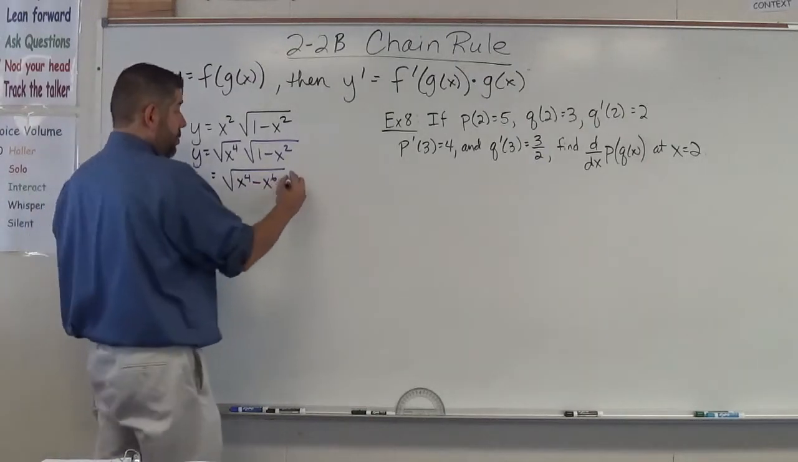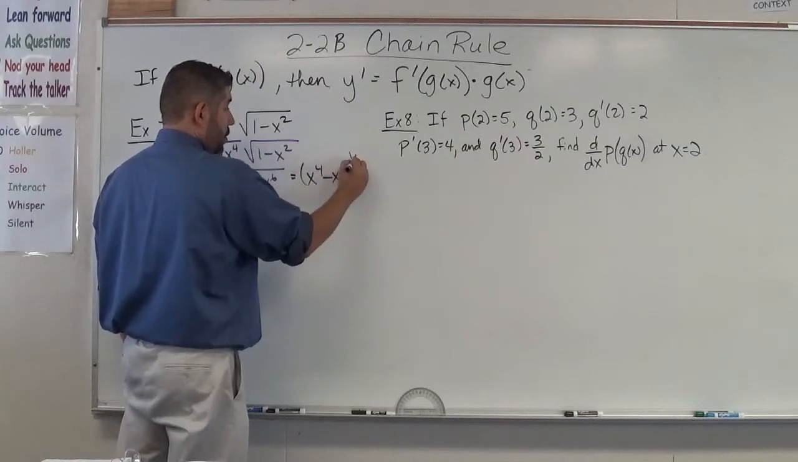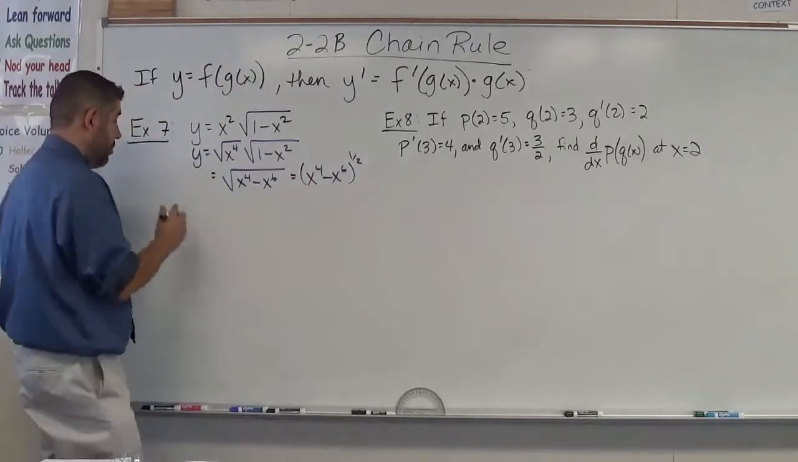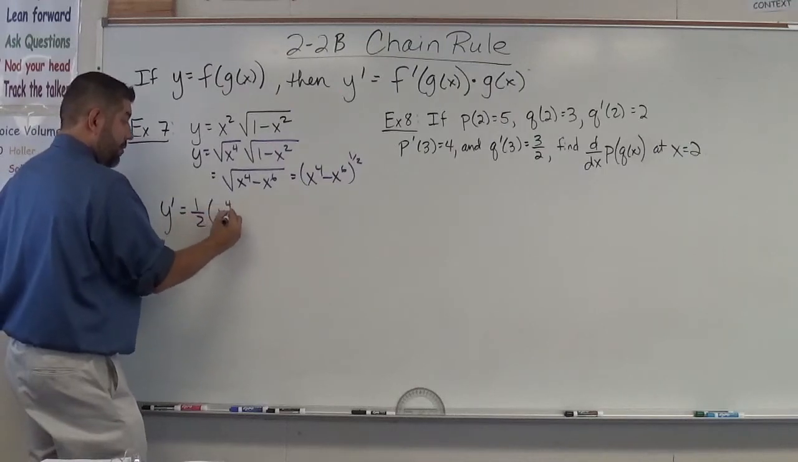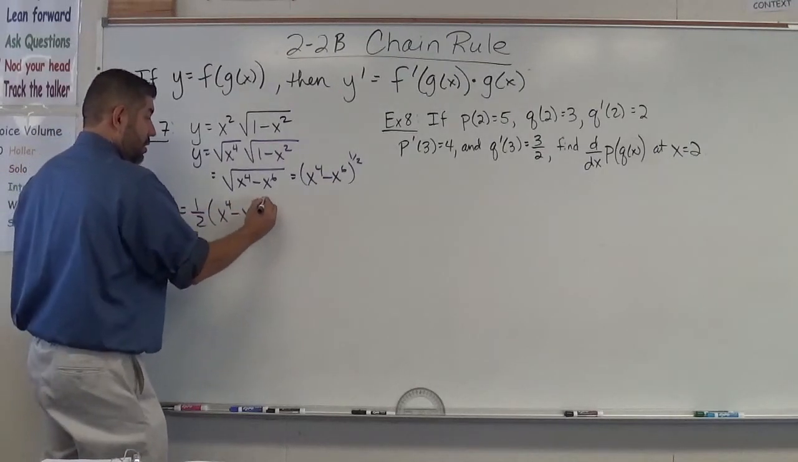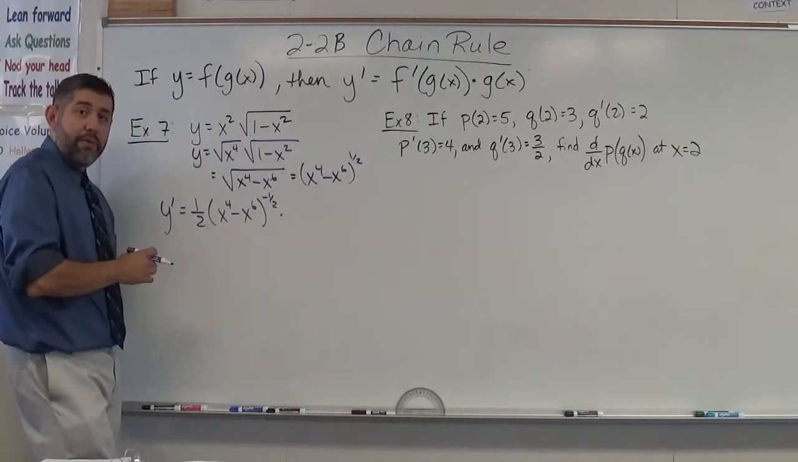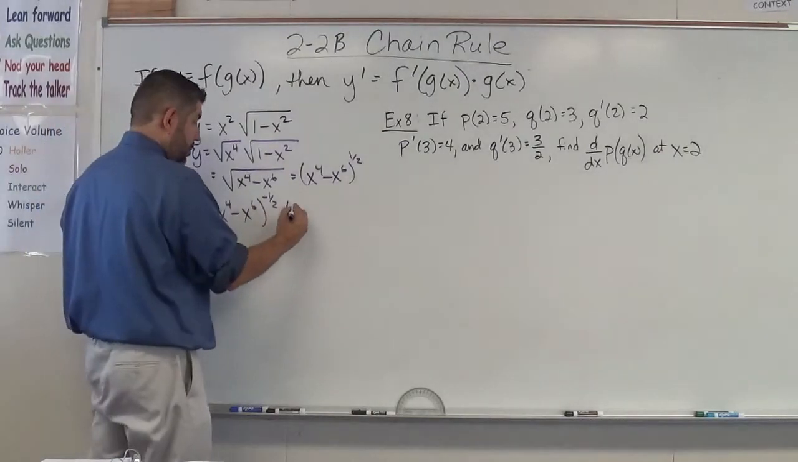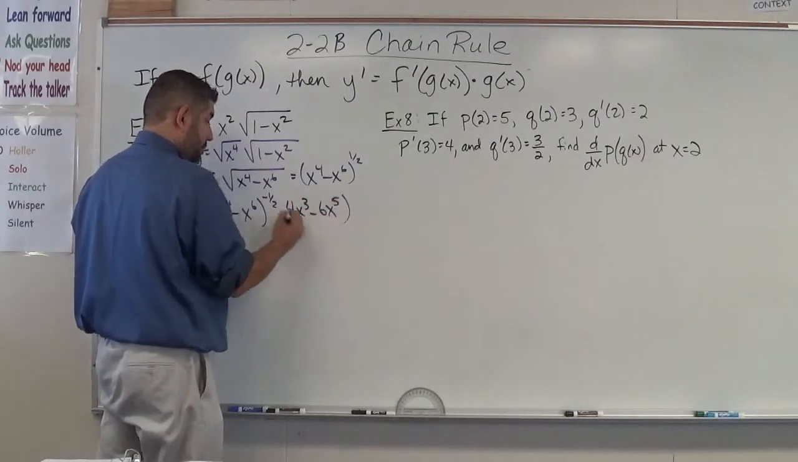Now I'm going to use the chain rule. So I'm going to change this to x to the fourth minus x to the sixth to the 1/2 power. Right? Let's use the chain rule. y prime equals 1/2 times x to the fourth minus x to the sixth to the negative 1/2. Right? We use the power rule first. Then the derivative of the inside, which is going to be 4x cubed minus 6x to the fifth.